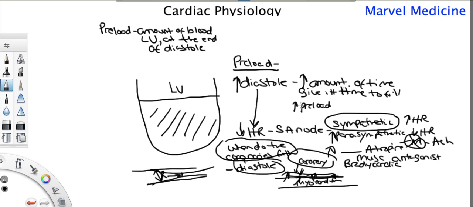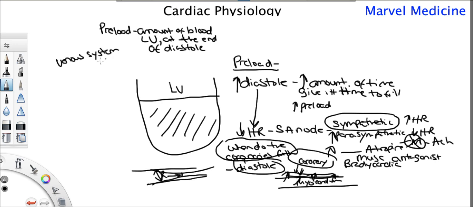So yeah, that's one example of what can increase my preload: diastole, increasing the amount of time I spend in it by the parasympathetic system decreasing the heart rate. Okay, what's another thing? Well, where does the blood actually come from? The venous system, right?